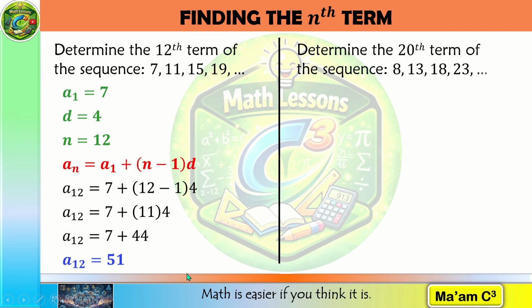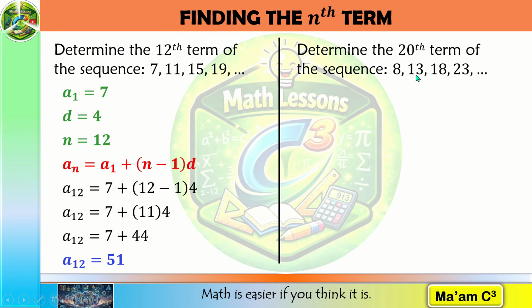Let's have another one. Determine the 20th term of the sequence 8, 13, 18, 23. Again, let's determine first if this is an arithmetic sequence. You might be wondering why. Because there are other sequences which we will discuss in our succeeding lesson. To make sure that this is an arithmetic sequence, there should be a common difference.